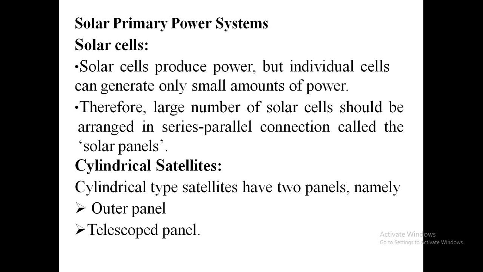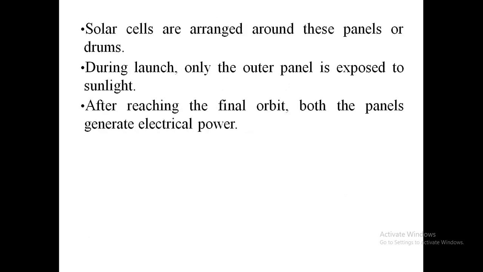Cylindrical satellites. Cylindrical type satellites have two panels, namely the outer panel and the telescope panel. Solar cells are arranged around these panels or drums. During launch, only the outer panel is exposed to sunlight. After reaching the final orbit, both the panels generate electrical power.